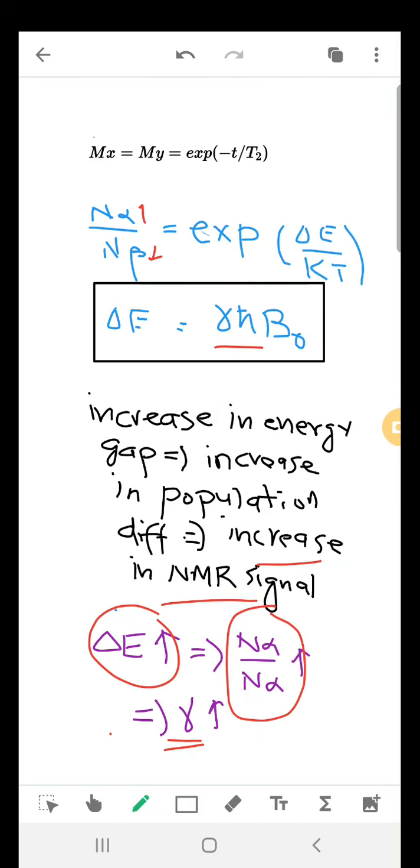Okay, so this is all about nuclear magnetic resonance spectroscopy.